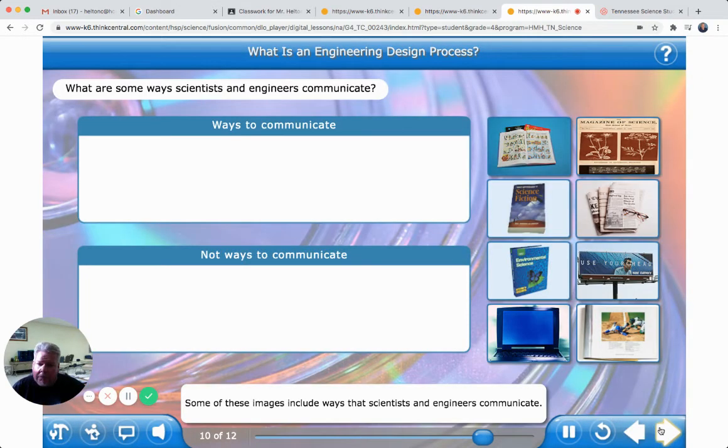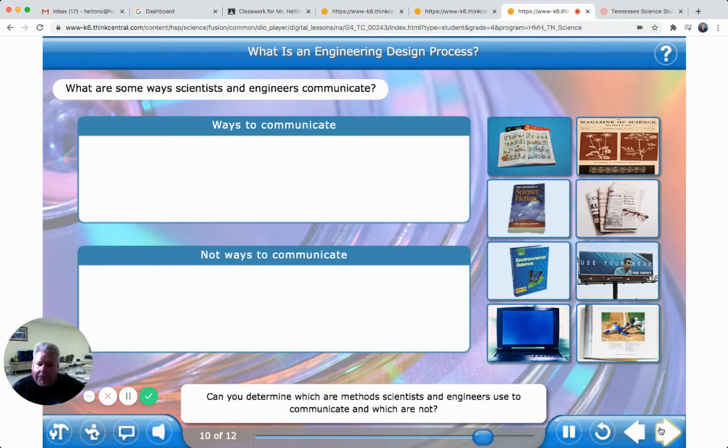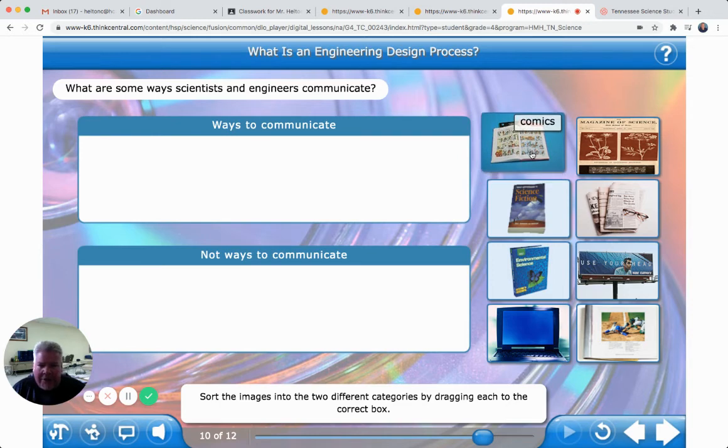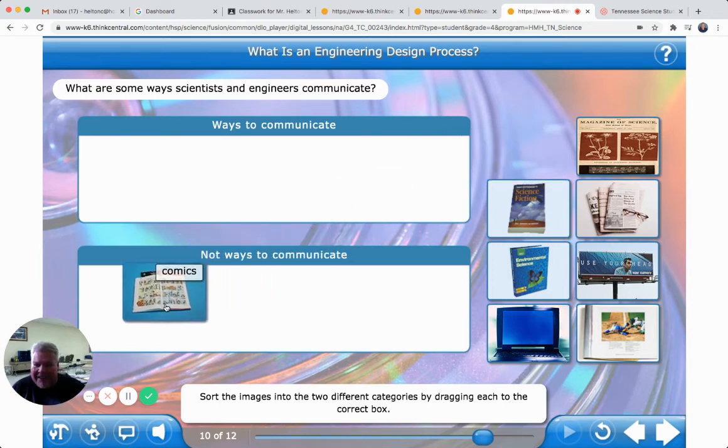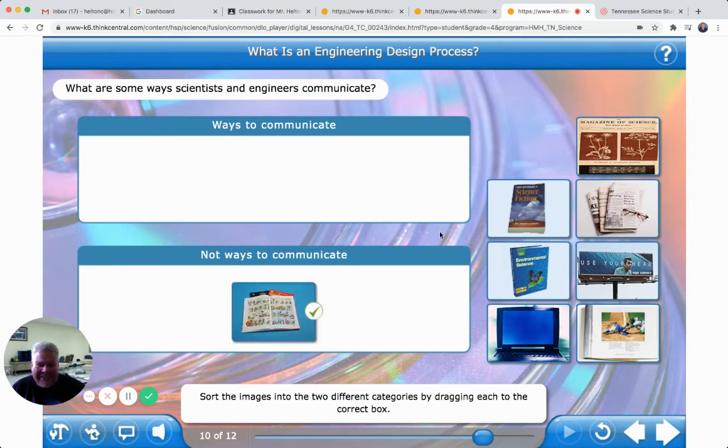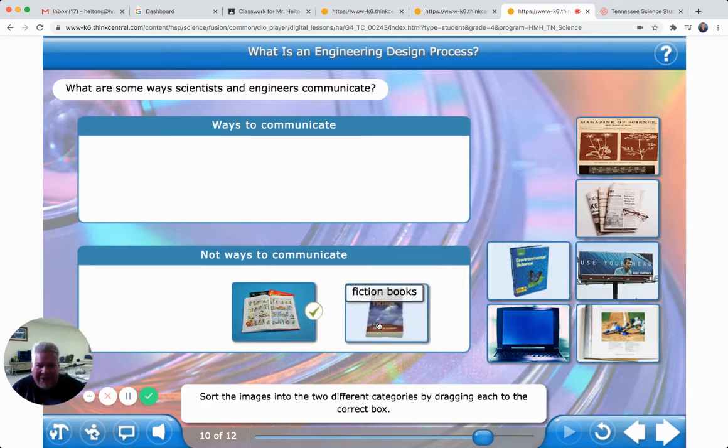Some of these images include ways that scientists and engineers communicate. Can you determine which are methods scientists and engineers use to communicate and which are not? Sort the images into the two different categories by dragging each to the correct box. All right, so this one looks like a comic book. Do you think scientists would use comic books to communicate? I kind of doubt it. A science fiction novel like Star Wars, would they communicate with that? I don't think so.